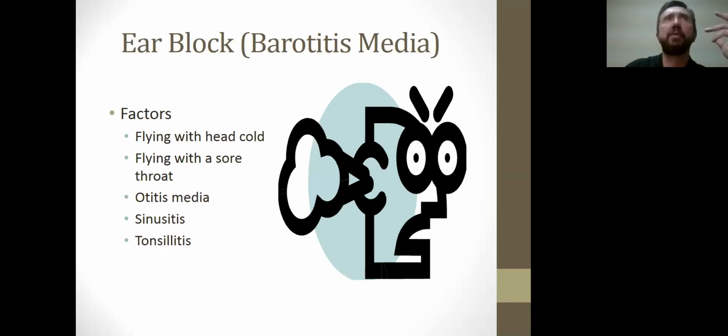So with the ear block, barotitis media, okay, typical factors are flying with a head cold. Don't fly with a head cold. If you're sick, don't come to work, okay? You'll earn paid time off. Also, flying with a sore throat, sinusitis, tonsillitis, things of those types of inflammation. You want to stay ahead of your ears, okay?